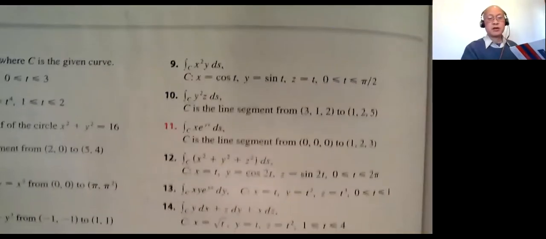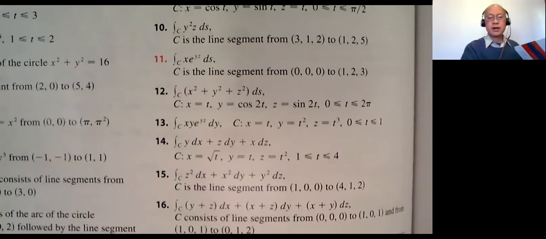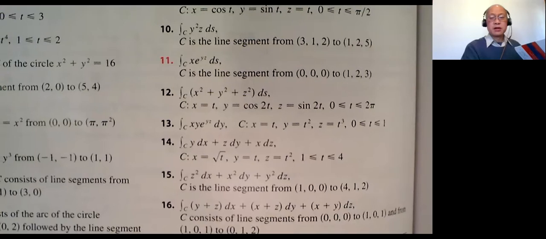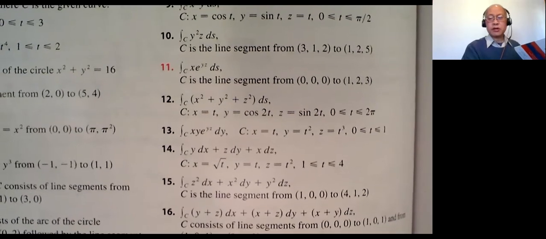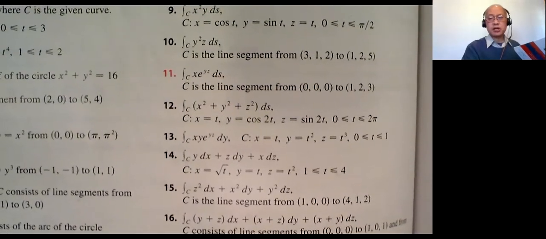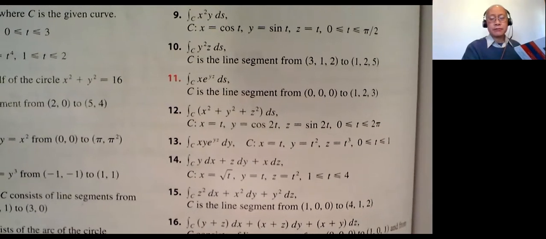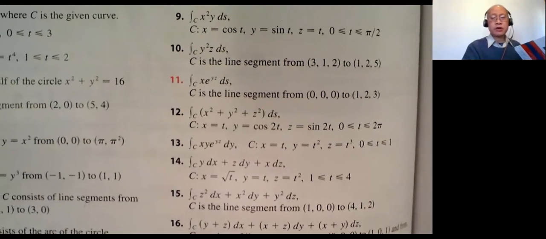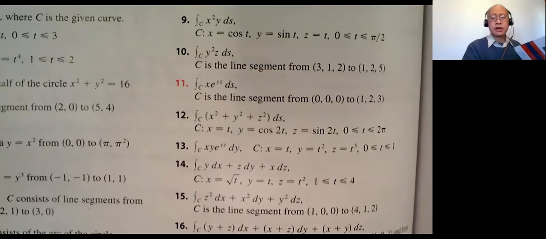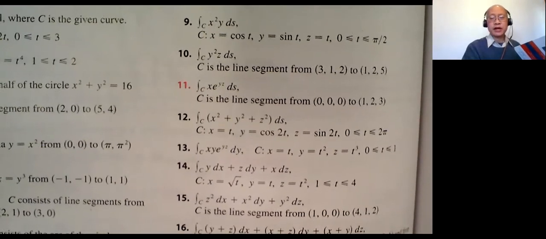All right, then 15. C is the line segment from (1, 0, 0) to (4, 1, 2). Okay, so we can use that formula I showed you. And that's like the F dot dr, where F is z squared, comma, x squared, comma, y squared. dr is dx, dy, dz.